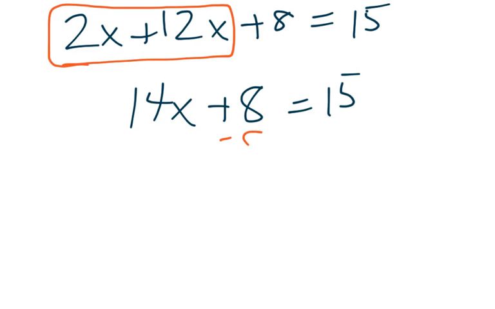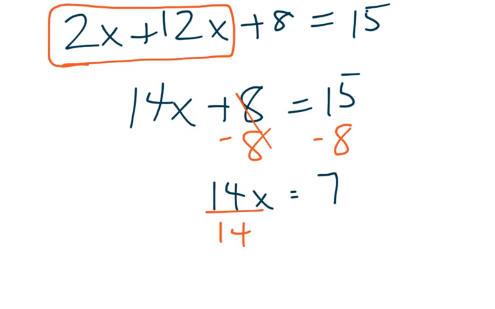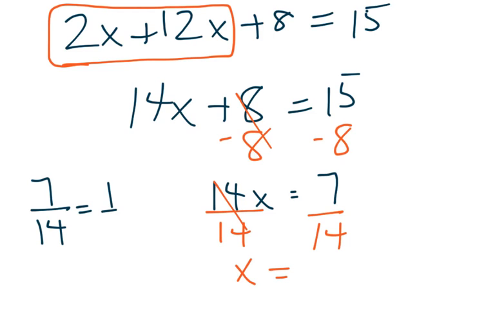Then I'm going to subtract 8, and I'm going to get that 14x equals 7, and then I'm going to divide by 14. Now this is where kids will really mess up. Sometimes kids will say that it's 2, but it's not 2. 7 over 14 reduces to 1/2.